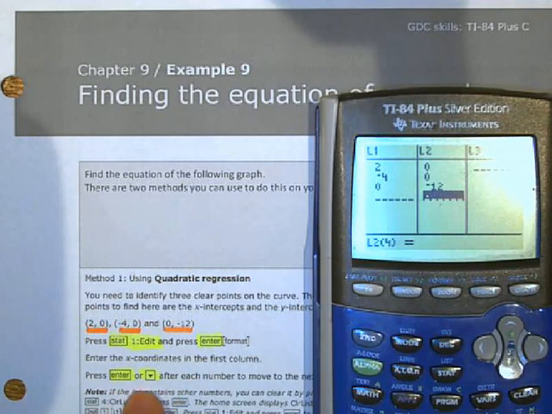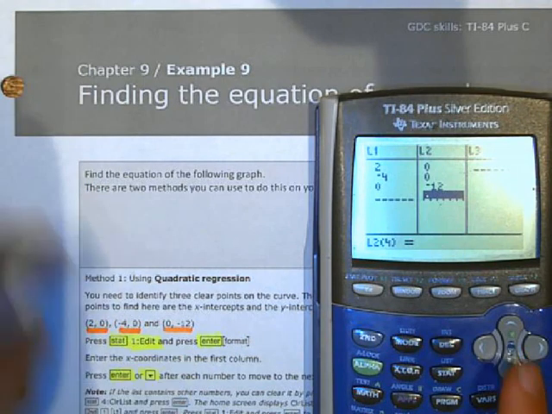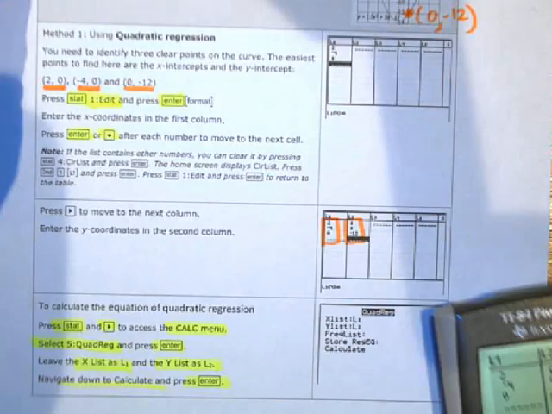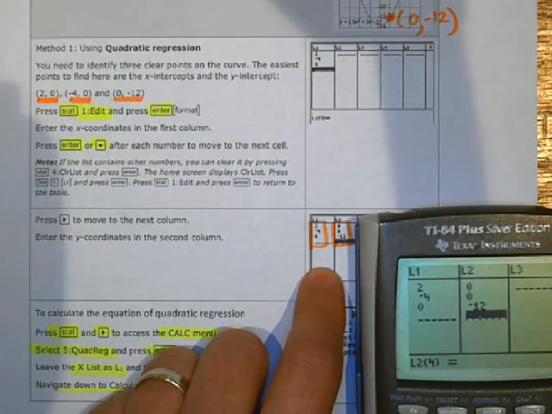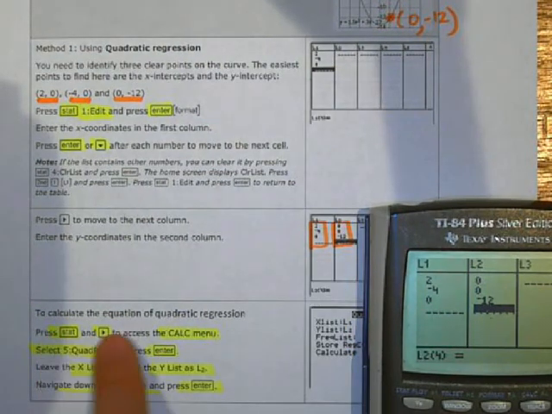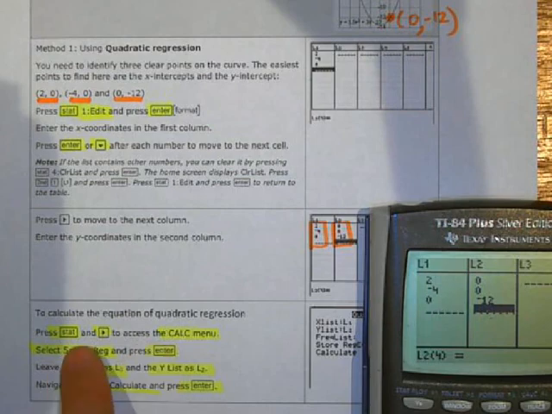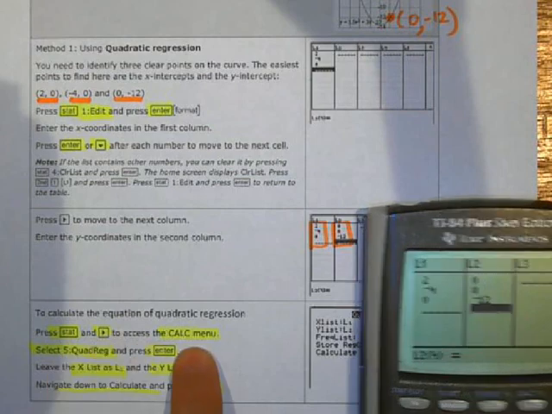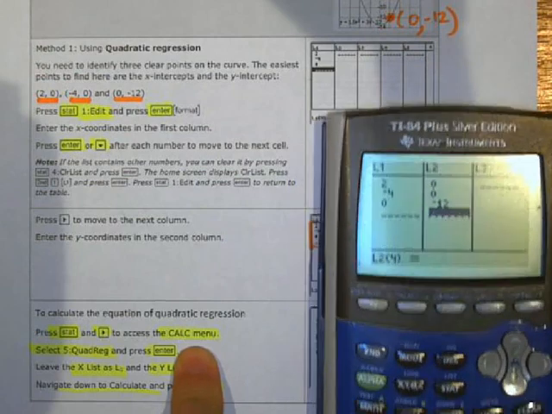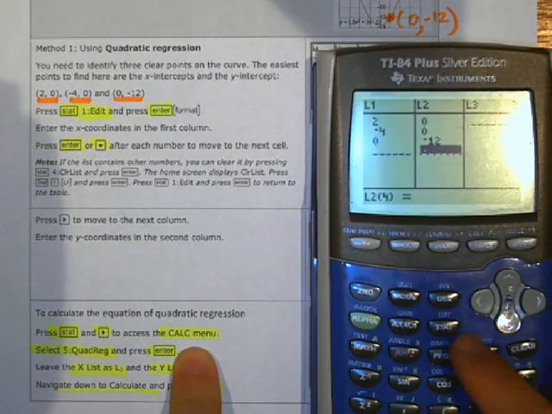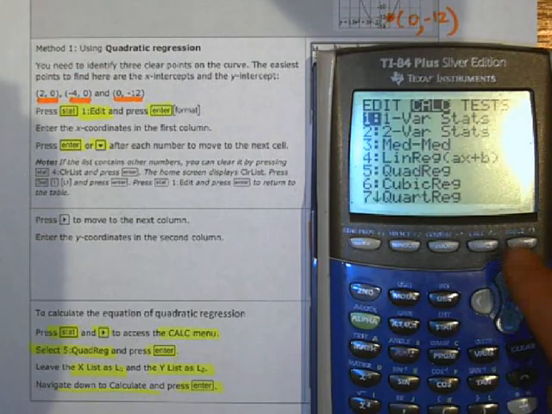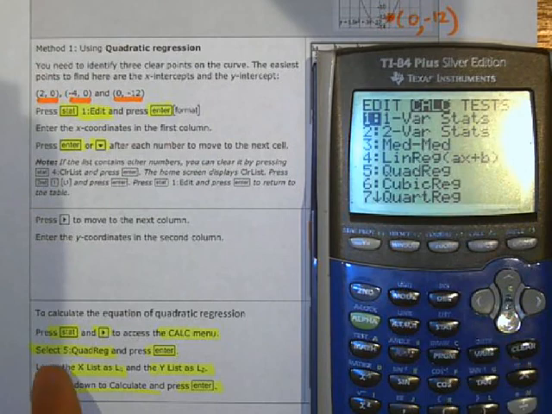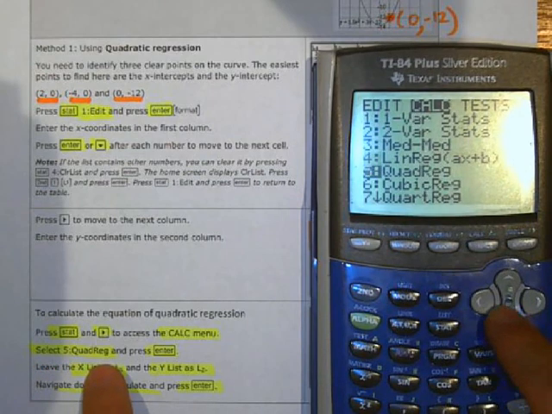All these instructions are written here on the handout, and as you can see, we've just done exactly what it says. Next, to calculate the equation of the quadratic, press Stat, arrow over to the Calc menu. So let's do that. I'm going to push the Stat button, hit the right arrow so that I'm over Calc, and now it's going to say to select Quad Reg. So I'm going to go down to number 5, where it says Quad Reg.